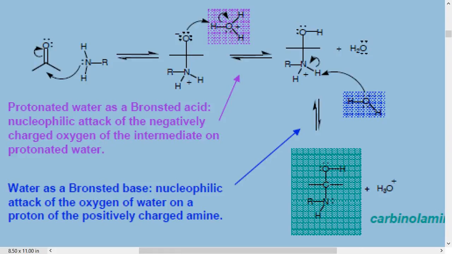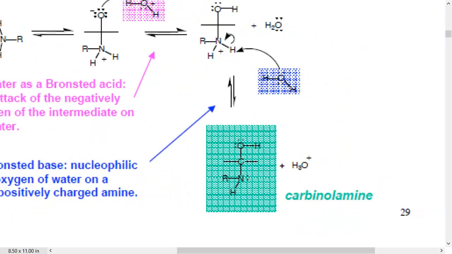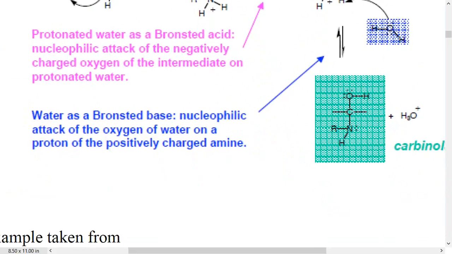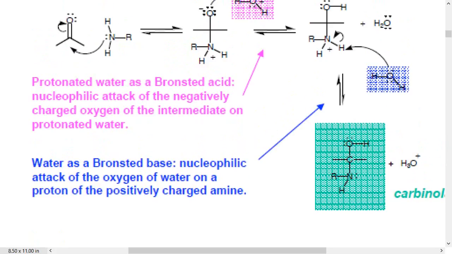This is called carbinolamine, a compound which has a hydroxyl group. What do they have? A hydroxyl group and an amine group attached to the same carbon, a carbinolamine. Now, what happened in the second step? Water acts as a Bronsted base. In the beginning, water acts as a Bronsted acid.